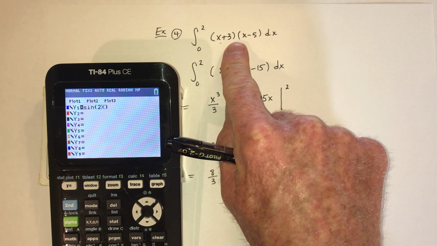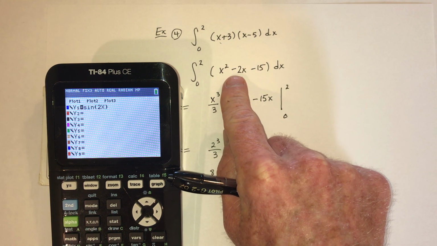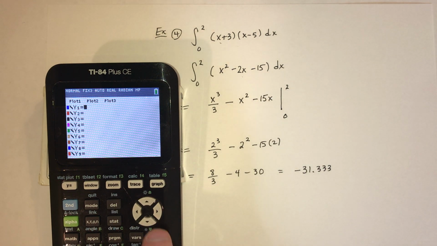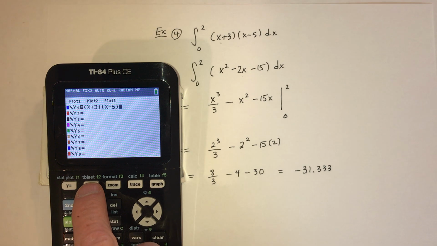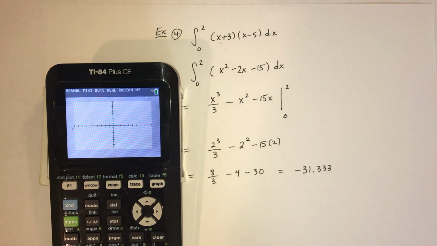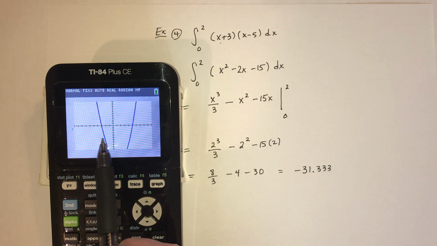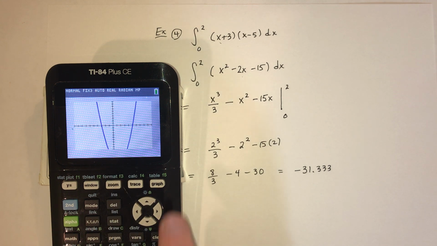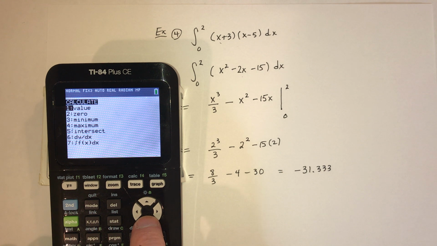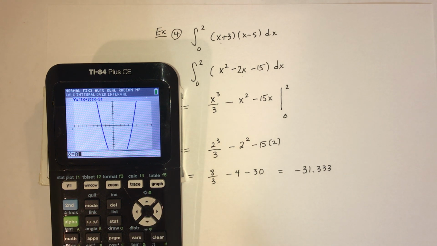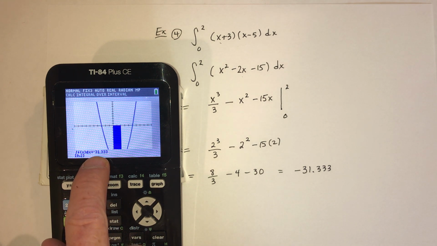And now check the answer. So I would always graph the original function. Don't even graph that, because if I made a mistake in the algebra, that's the whole reason I'm checking it right now. So check the original problem. Parentheses x plus 3 times parentheses x minus 5. And then the window needs to include at least from 0 to 2. I'm just going to go zoom standard. Oh, now I see why the answer is negative, because it's way under here, underneath the x-axis. Then calculate number 7, the integral from 0 to 2. And it says you should have gotten negative 31.333.